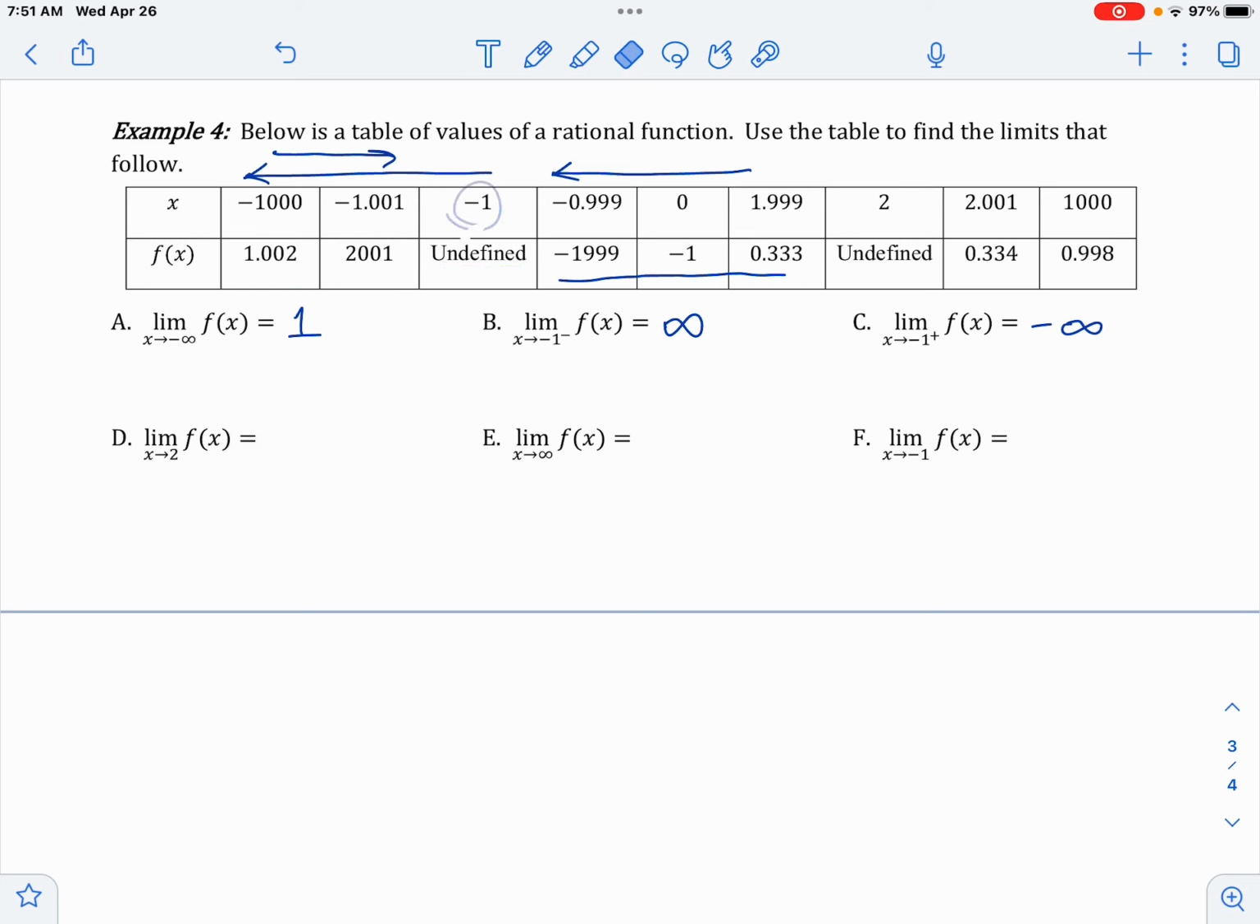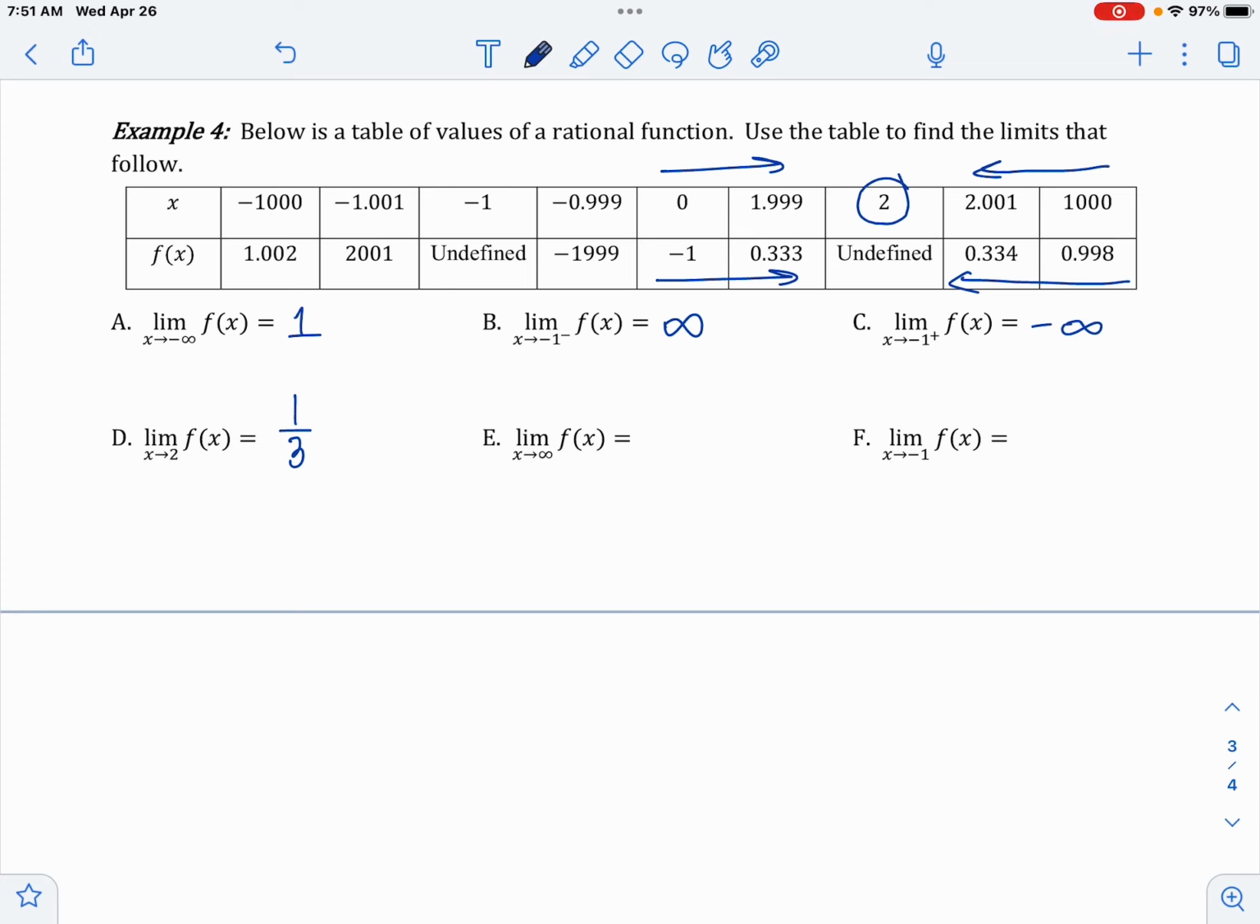The limit as x approaches 2. Let me erase all this stuff that I drew on this. The limit as x approaches 2. So here's 2. I've got to look left and right, and I'm going to look at my y values. So you can see that I'm getting closer to 0.333 from the left, 0.334 from the right. So 0.3 repeating is 1/3. Notice it says it's undefined. It just means that there's a hole there.